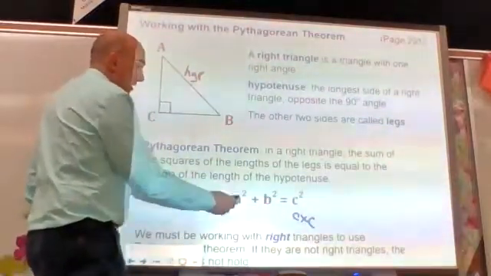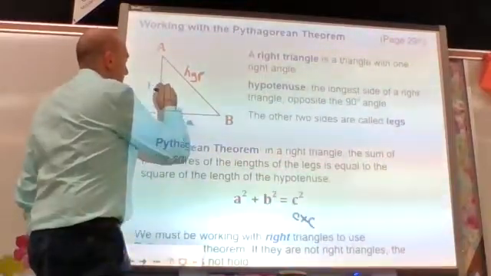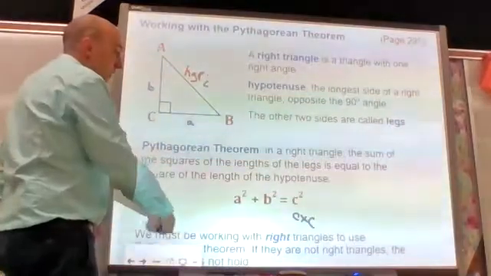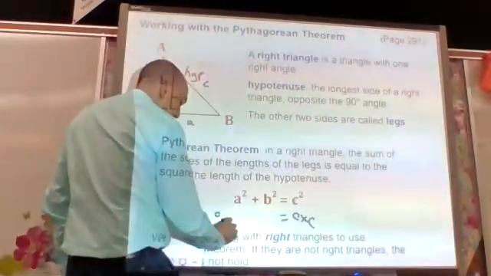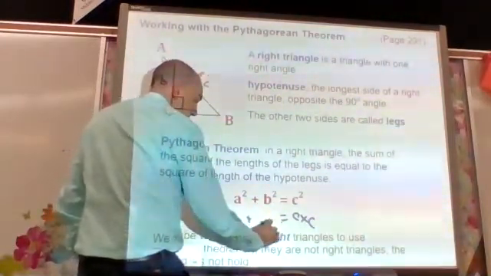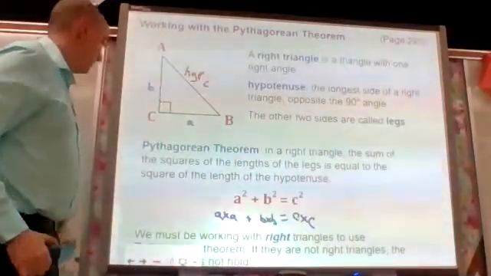And then a and b, I should probably label this. This is a, this is b, this is c. a squared plus b squared. So a times a plus b times b equals c times c.